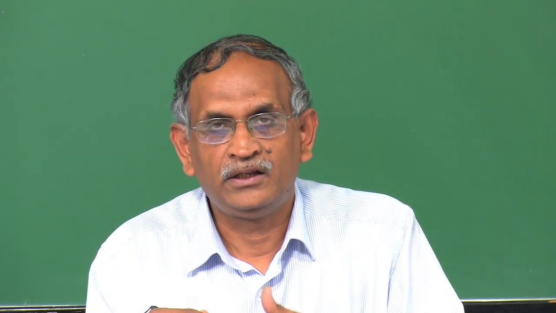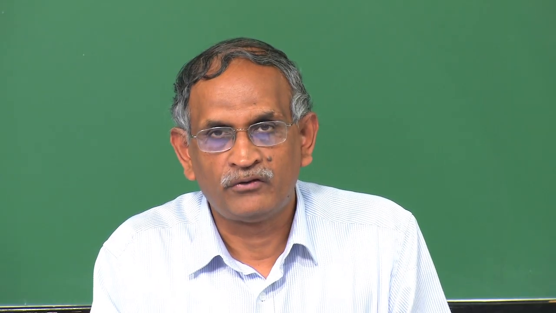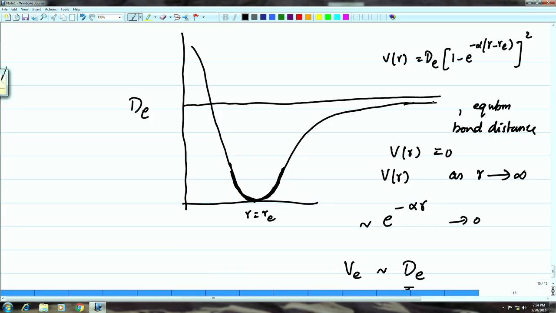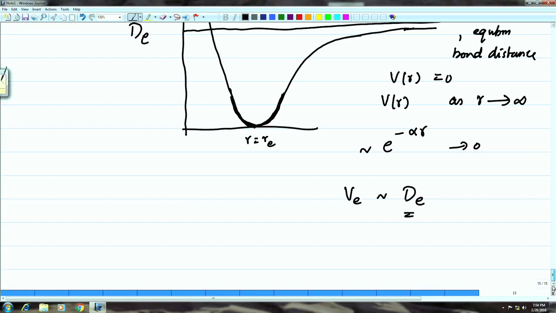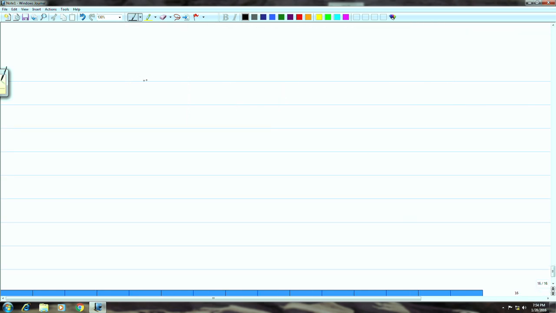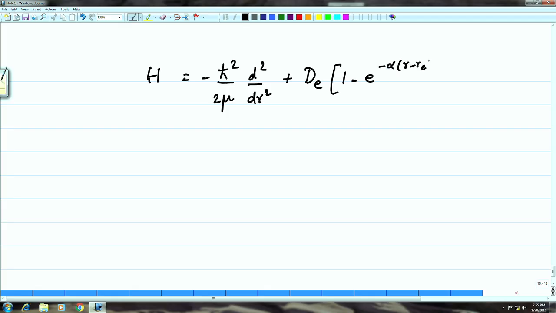It has that as the limit of small amplitude oscillations, and for very large amplitude oscillations, you see that the atoms go far apart from each other, they never come back, and this is the dissociation limit. Okay? For this potential energy with this form, if you write down the Hamiltonian as minus h bar square by 2 mu d square by d r square plus the dissociation energy D_e times 1 minus e to the minus alpha (r minus R_e), squared.